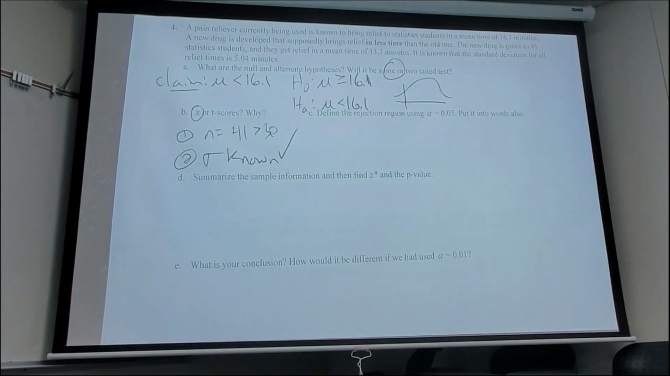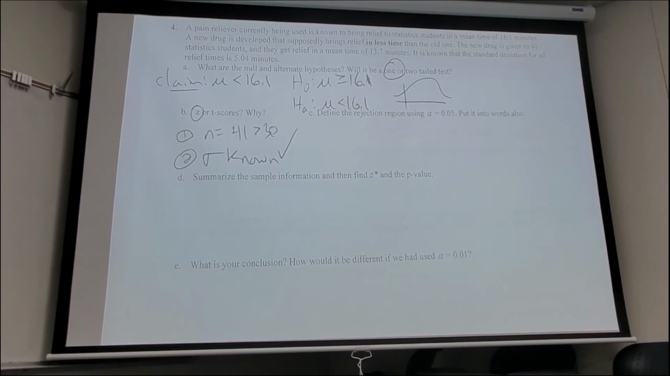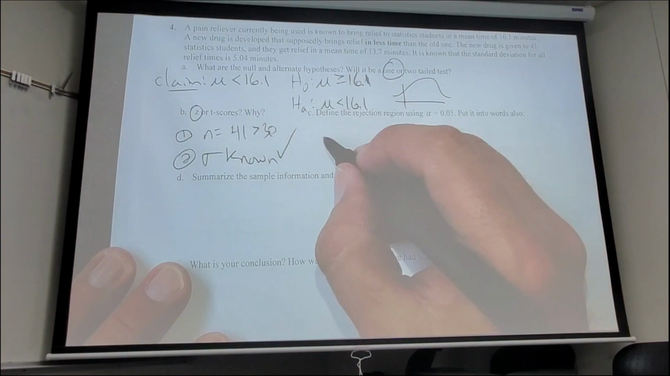Why do I not have to do NP and Q? Well, I don't have any P's and Q's. This is a mean problem. That's when n is greater. If I have P's and Q's, they want to get involved. So it's a one-tail test.